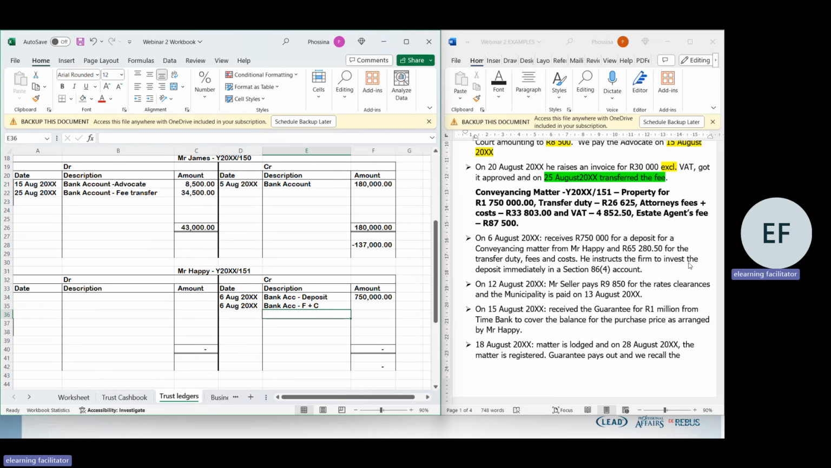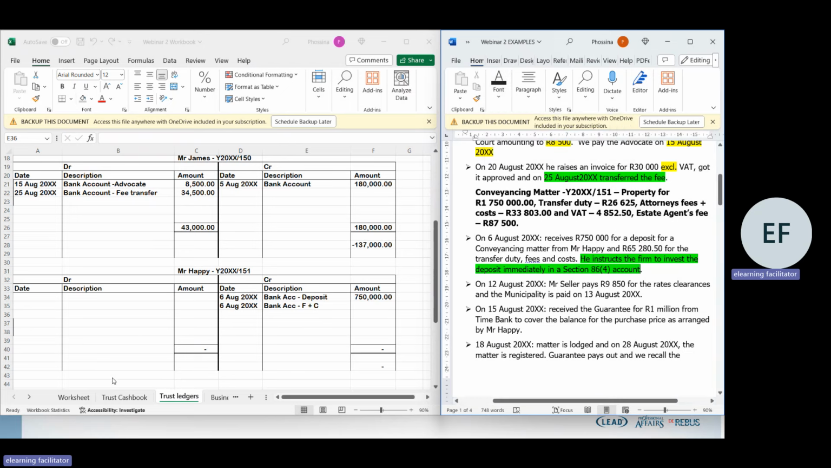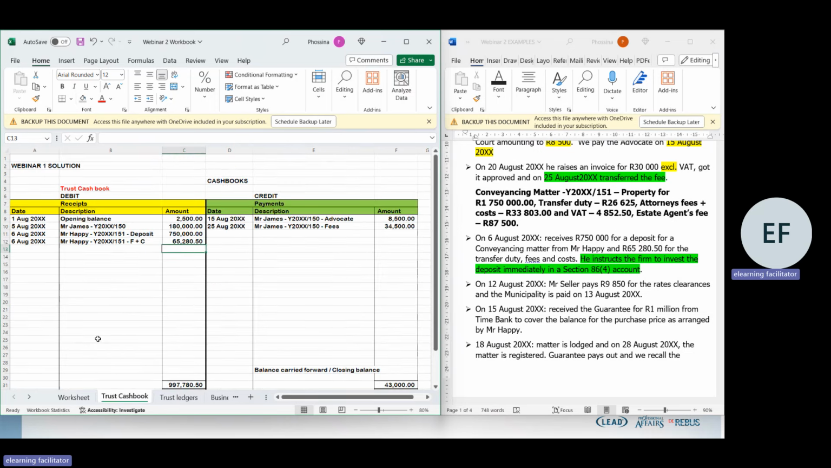Happiness. And then we are told he instructs. So you need to be careful. Every line is very important. Everything that we are told is very critical. He instructs the firm to invest the deposit immediately in a Section 86(4) account. So our Mr. Y opens a Section 86(4) account, and with that account, then what happens? Then we do a trust transfer.